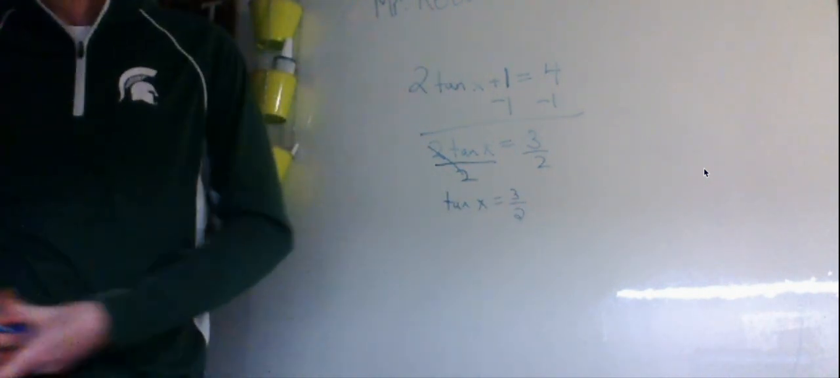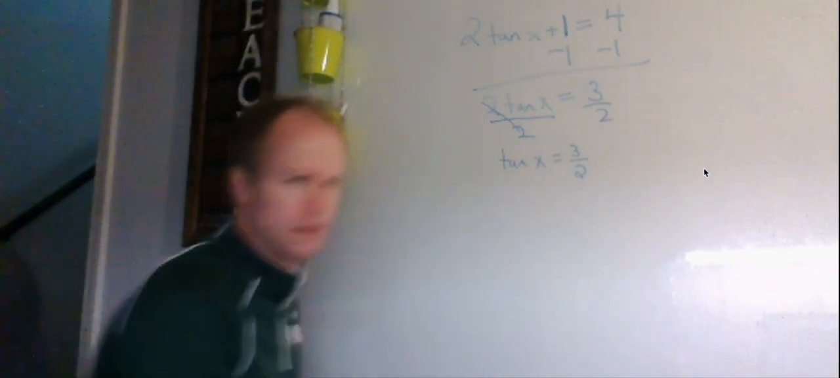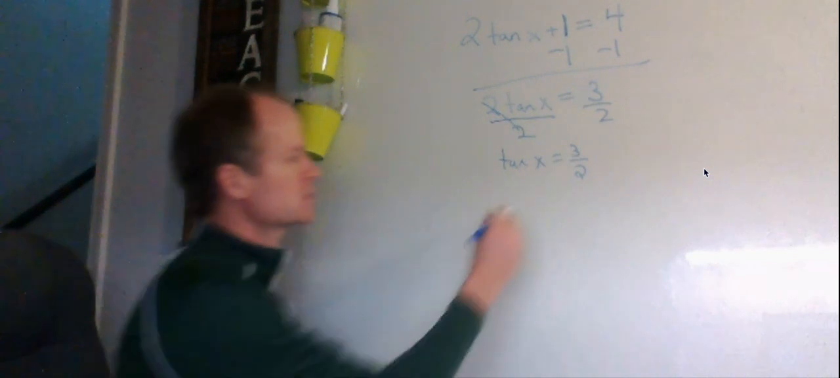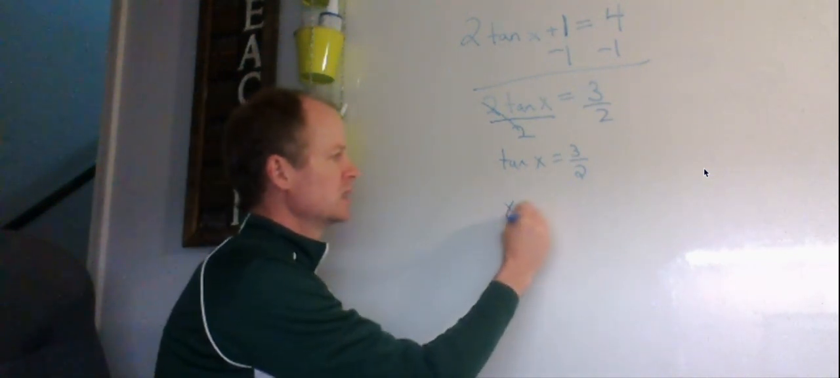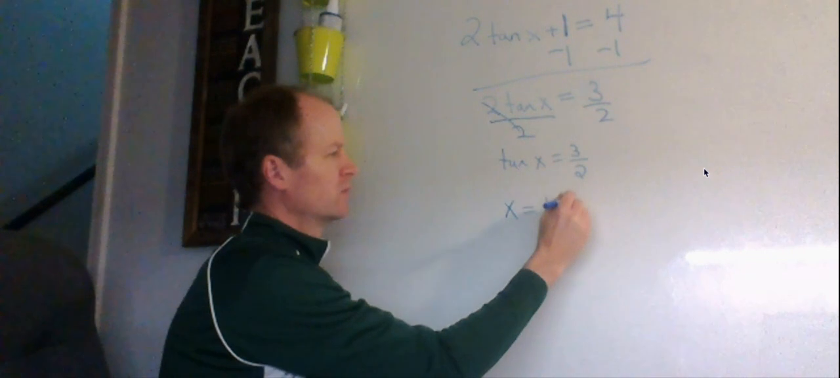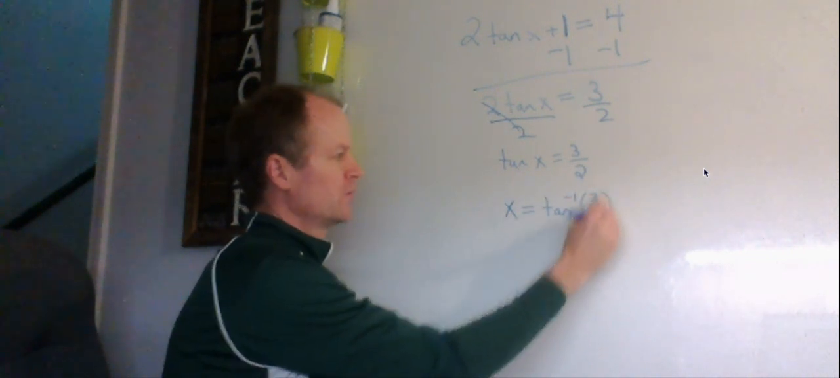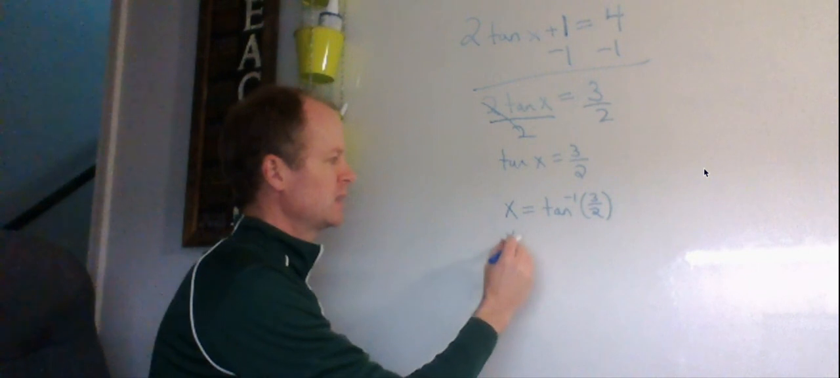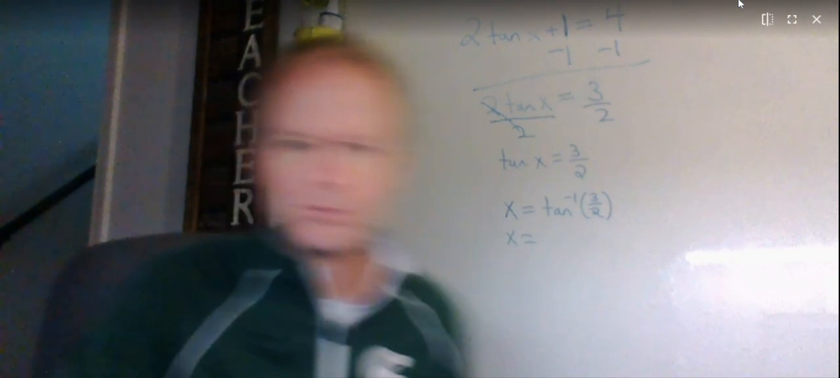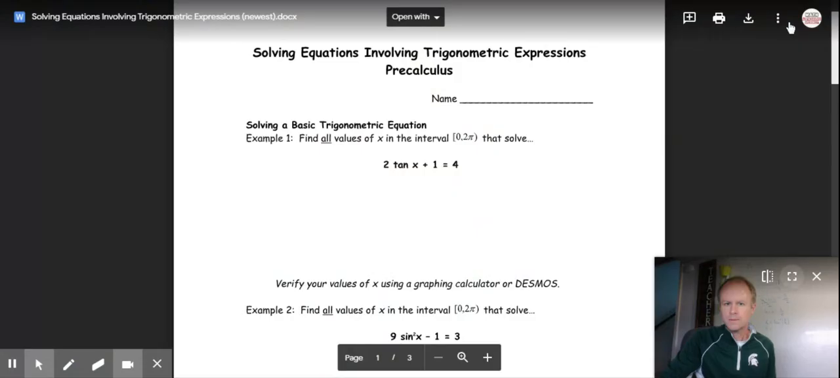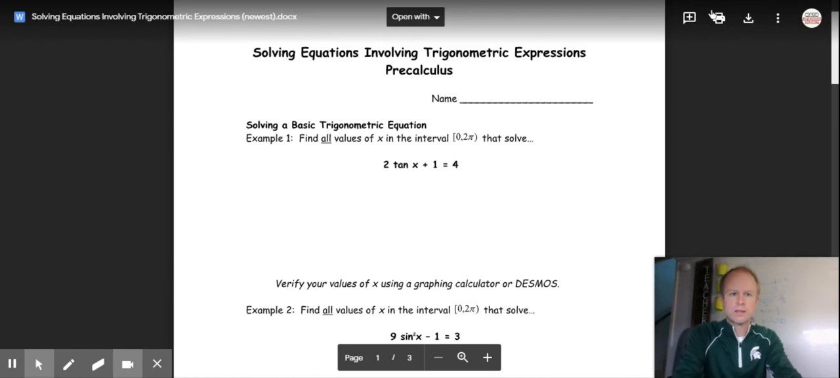Now at this point, we want to think about how do I undo tan? What's the opposite of tan? I want to do tan inverse. So here's where we put to use what we did last week. I'm going to say x equals tan inverse of 3 over 2. If we type that in our calculators, I'm going to demonstrate what that looks like on Desmos. So, one second. We're going to go to Desmos right on your screen.